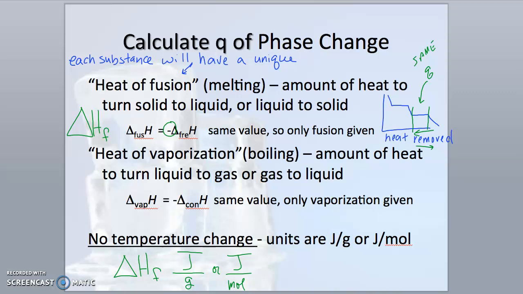Notice in the upper right sketch that we have a cooling curve. The temperature is decreasing in this diagram. The phase change from water to ice is simply called freezing, and the magnitude of energy is the same as fusion or melting, but now the energy is being released. We can use the heat of fusion value, but we'll have to change the sign. The same applies for condensation, which is the process of going from gas to liquid.